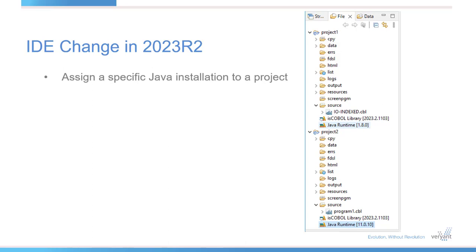Now you can choose a specific Java version and installation to use for each project in your IDE. For instance, on the screen, in Project 1 you can see that it's using Java 8, and Project 2 is using Java 11.